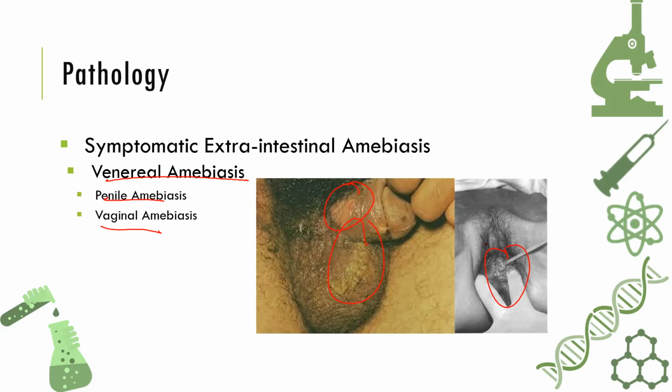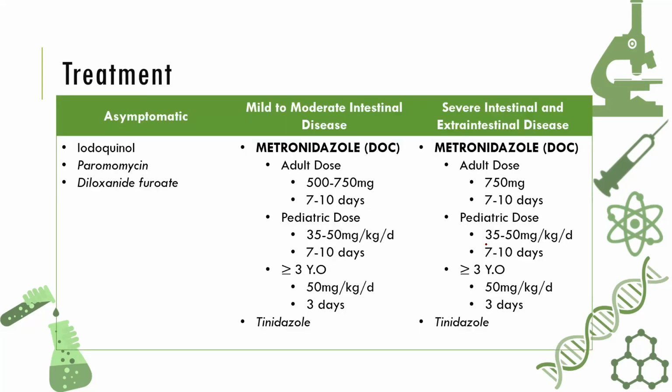Entamoeba histolytica is broad. It is not only about the intestine. It can also be in the liver, lungs, brain, spleen, heart, and even in the reproductive organs. Happy Valentine's Day.